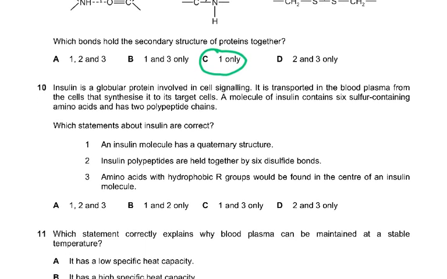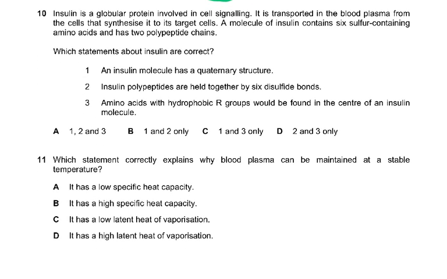The hydrogen bonds are in the secondary structure. Then coming to question number 10. Insulin is a globular protein involved in cell signaling. It is transported in the blood plasma from the cell that synthesizes it to target cells. The molecule of insulin contains 6 sulfur-containing amino acids and has 2 polypeptide chains. Which statements about insulin are correct? An insulin molecule has a quaternary structure. Insulin polypeptides are held together by 6 disulfide bonds.